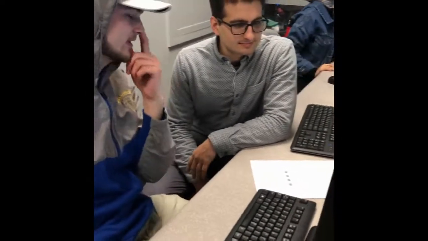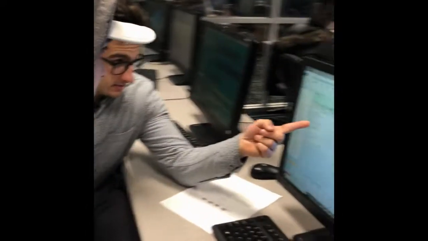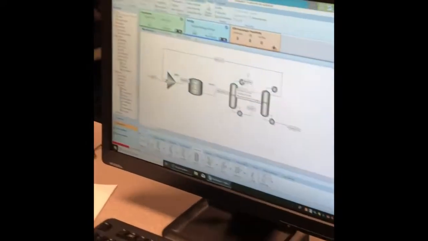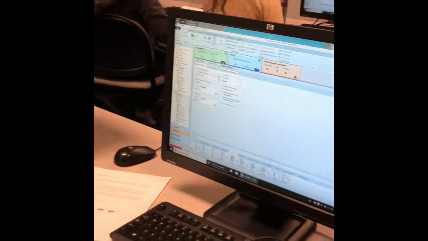So which streams does this refer to? Like if we're changing this? That's the distillate stream. So I don't understand why this only deals with the distillate stream. Do I have to adjust these?